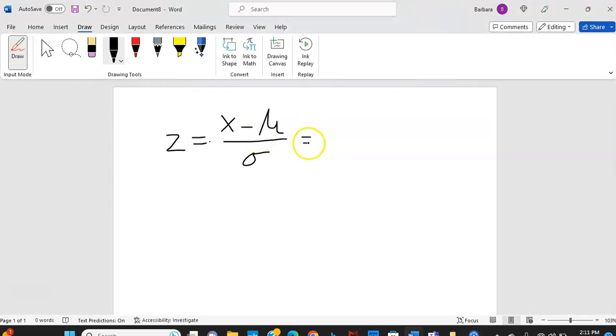All right, but we want to take our value of x was 1,007.